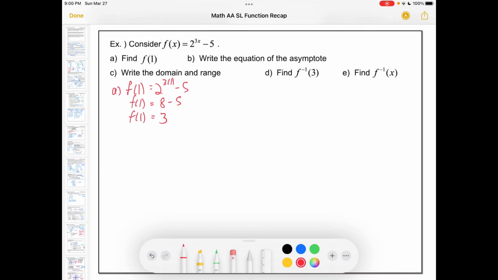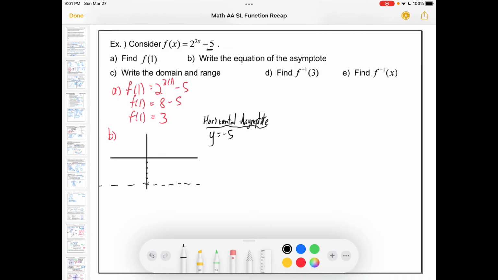Next, we're asked to write the equation of the asymptote. And I'm going to do this just by quickly sketching the graph. Here's something I know about it. It has a minus 5 at the end, so things are going to move down 5. And this really answers my question about the asymptote. The asymptote's been moved down 5, so the equation of the new asymptote is y equals negative 5.